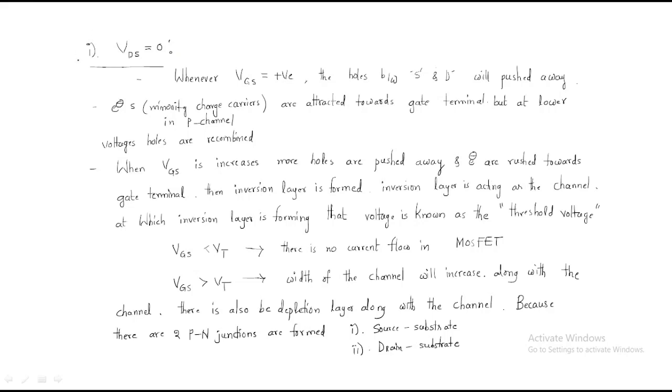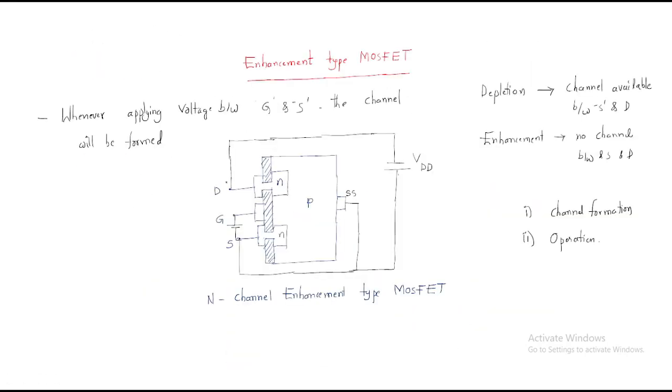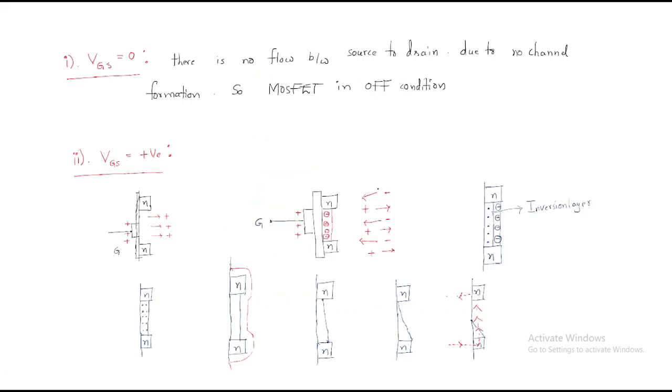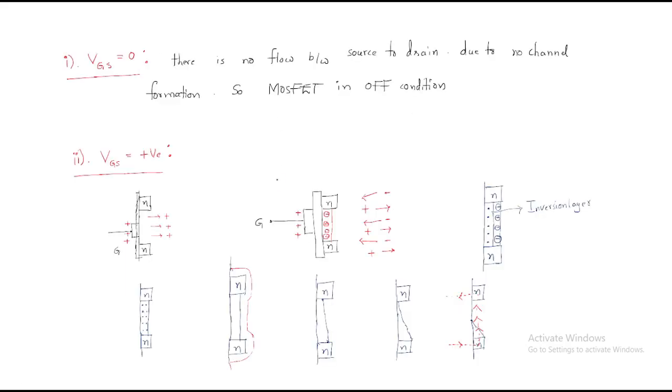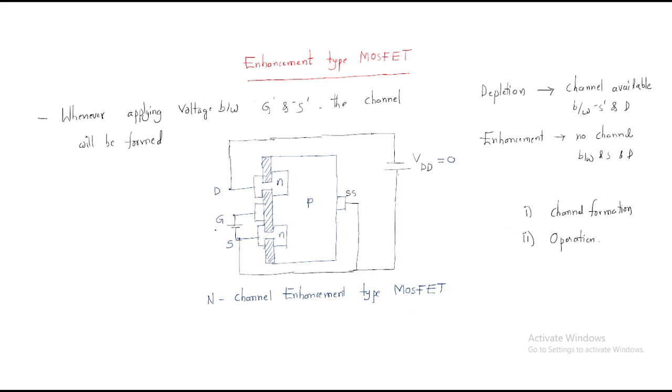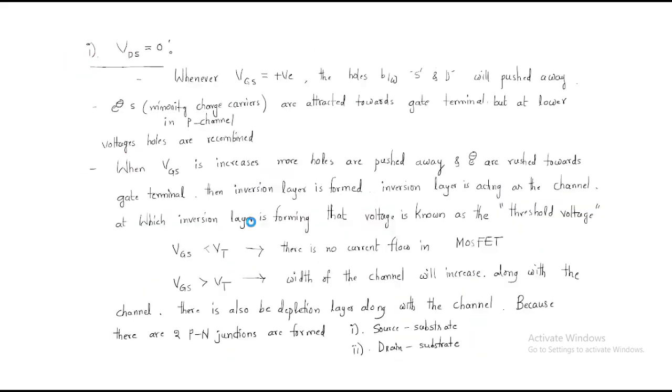Whenever VDS is 0, that means the drain to source voltage is 0. There is no drain to source voltage. For example, this is 0, just assume. And whenever VDS is 0 but VGS is positive, VGS is positive means the input voltage is positive. So that's why I am putting this positive. Then we will discuss what happened here.